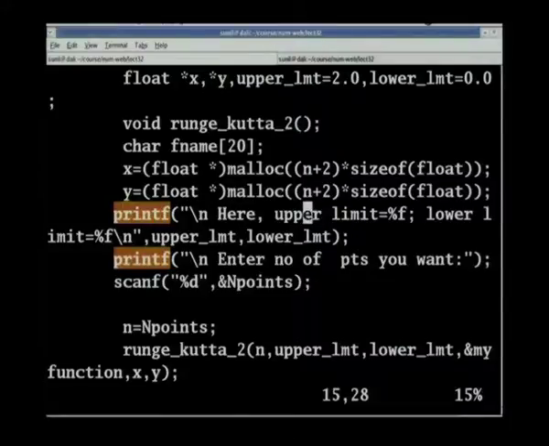Then I will print out the upper limit and the lower limit at which we are going to solve the equation. And then this program would ask for the number of points which you would like to have between these two limits. That is read from the screen as n points, which is given to n here. So n is the number of points we would use to solve the equation.